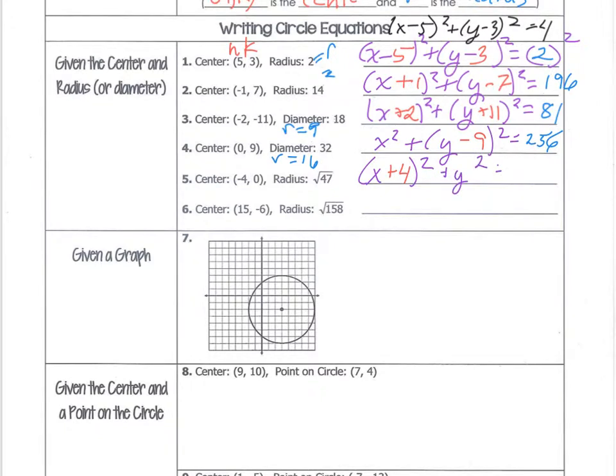Then for this one, they gave you your radius this time, didn't they? We just want to square this. So what happens when you square a radical? You get just the number under the radical, so you get just 47. So you do 6 all by yourself.